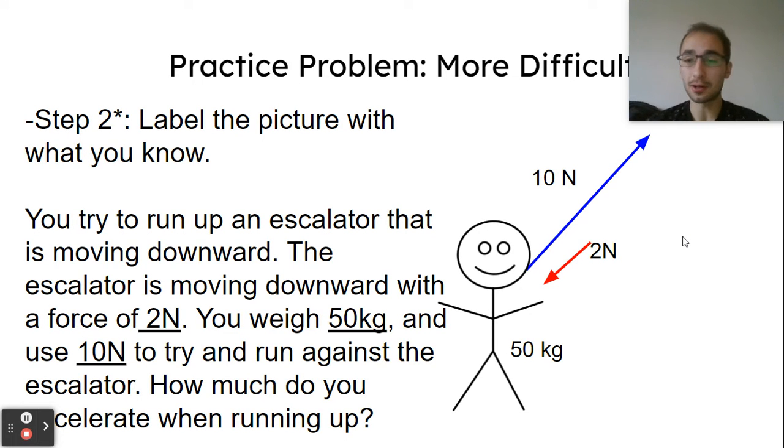Next, after you draw a picture, you need to label it with what you know. So if you're running up with 10 newtons, 2 newtons is going to push you back, and you weigh 50 kilograms. This is all important to figure out how much you're going to accelerate up the escalator. So you're going up 10 newtons, it's pushing you back down 2 newtons, and you weigh 50.